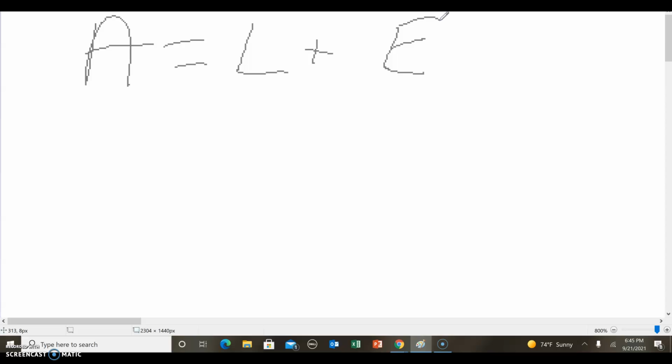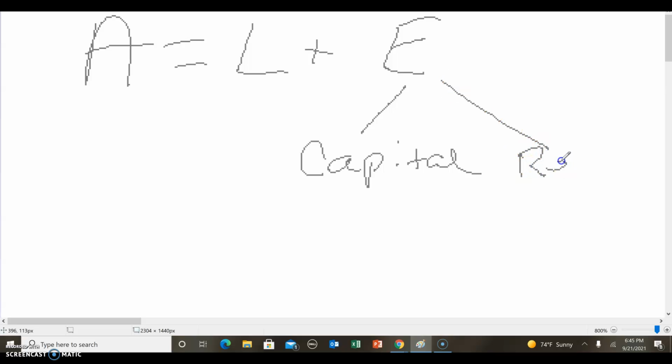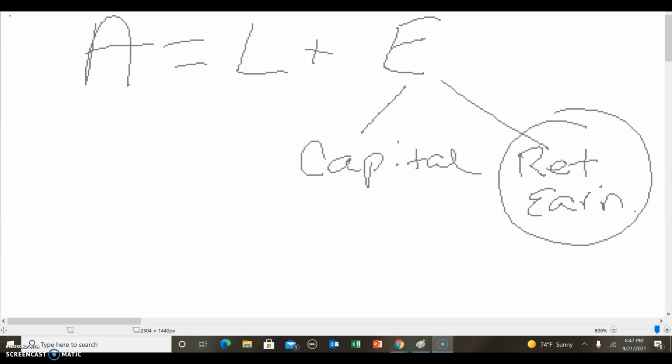So regarding one of the problems in Chapter 3 that everyone's concerned about, retained earnings, just keep in mind our equity is comprised of our capital, right? And that's everything pertaining to the issuance of our stock, common stock, paid in capital, things like that. And then retained earnings. And I think the problem was asking you to find retained earnings.